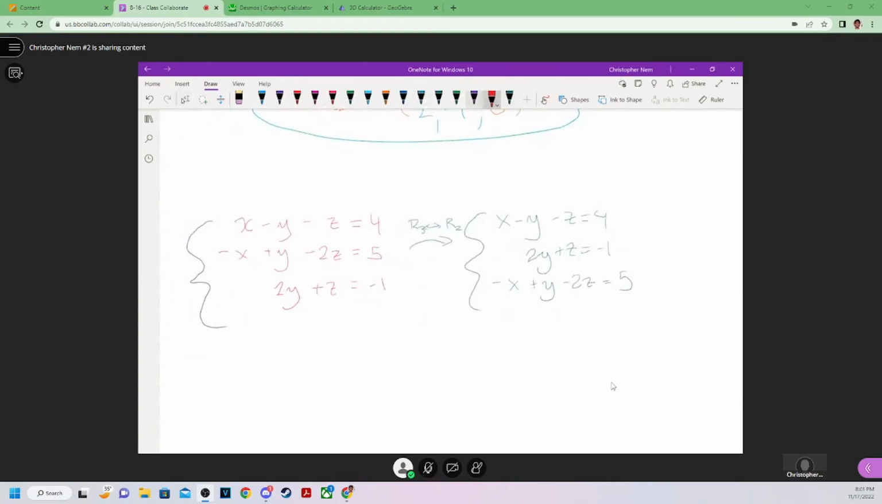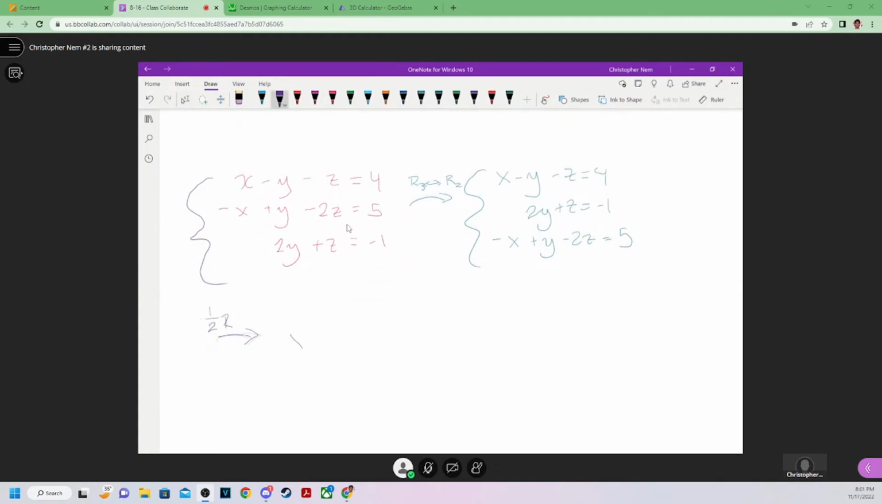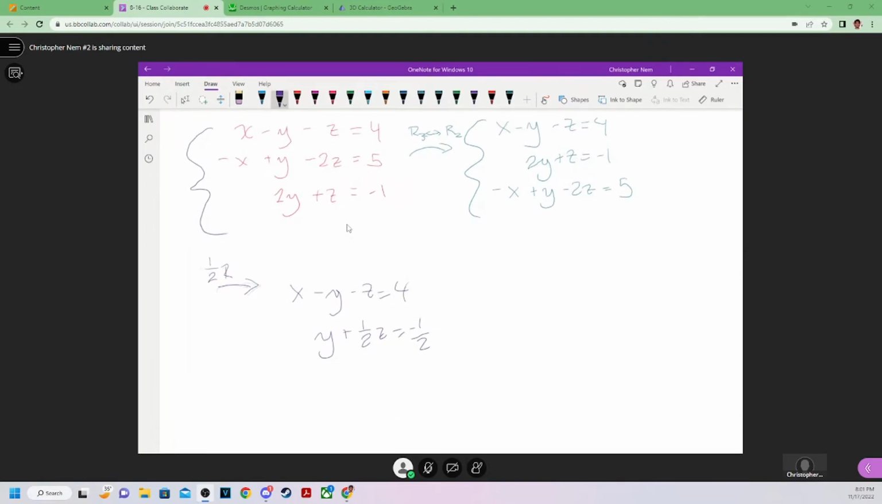Now, going forward, I noticed that I didn't really get rid of the leading coefficient, so I have to get rid of that. The best way to get rid of a leading coefficient is to scale it. So I'm going to scale row 2 by 1/2. If I scale it by 1/2, I have x minus y minus z equals 4. And then I have y plus 1/2 z equals negative 1/2. And then the third equation is going to be negative x plus y minus 2z equals 5. Boom. I've scaled it down. So the second equation, we're good to go.